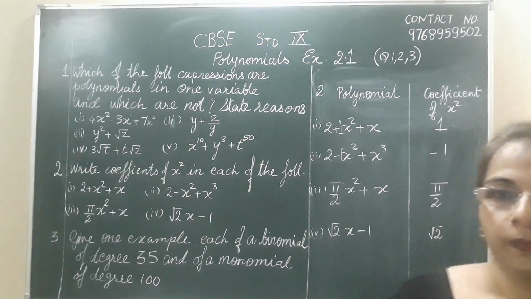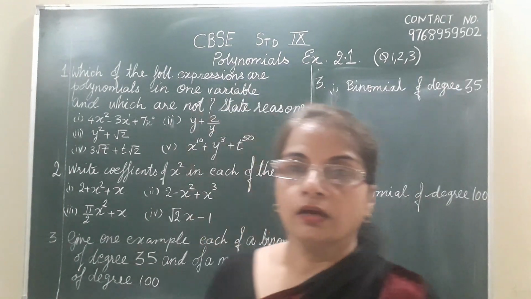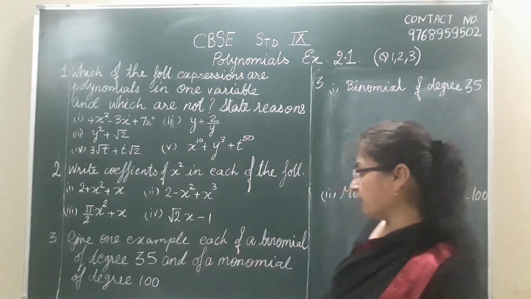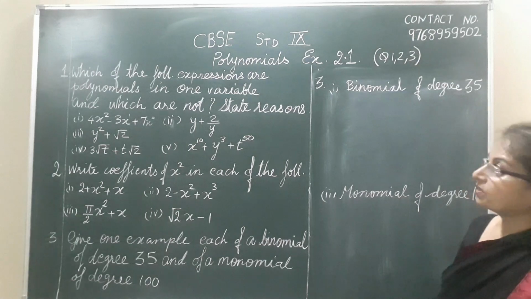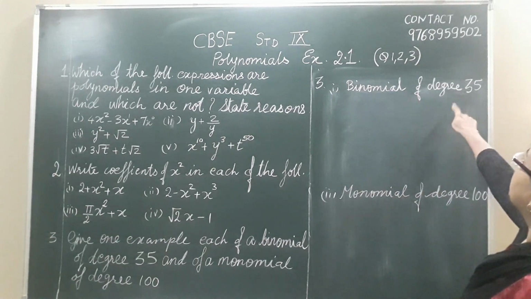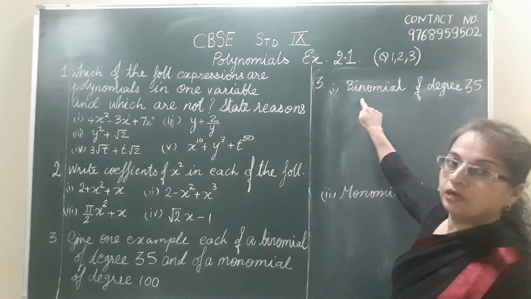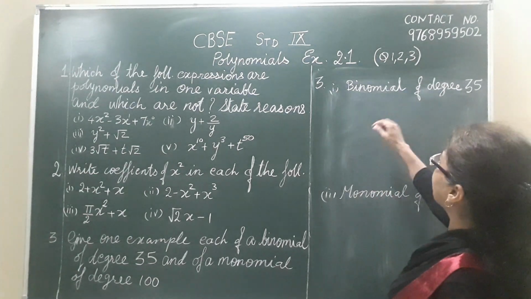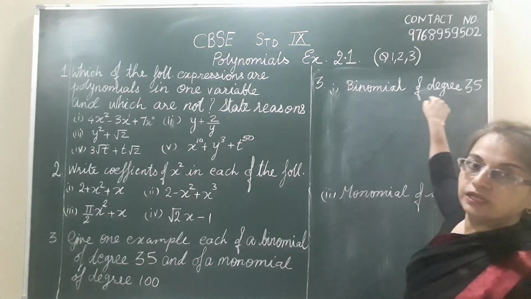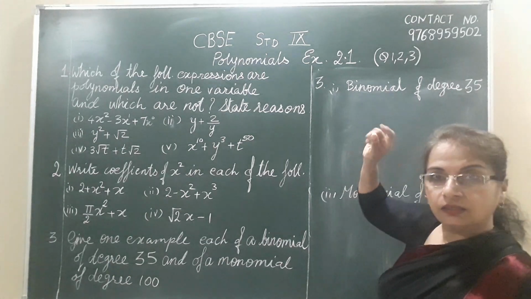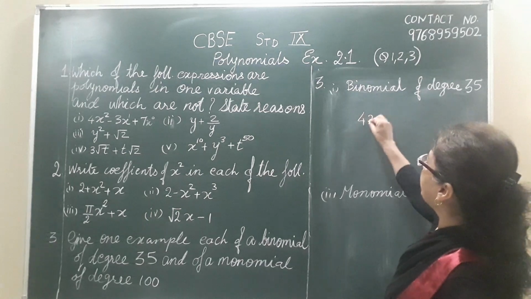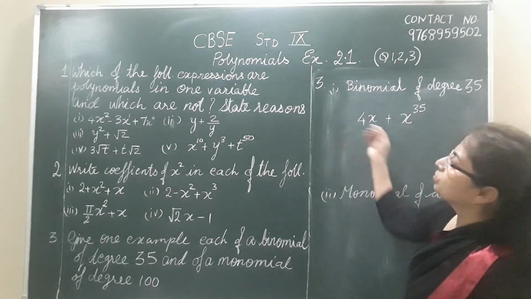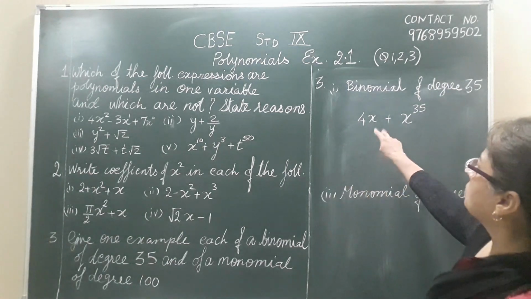Come to the third question. Give one example each of a binomial with degree 35 and a monomial with degree 100. Now, a binomial with degree 35. First of all, binomial means an expression or a polynomial having two terms. So you may take any two terms, but see that one of the variables has the degree 35. Suppose I say 4x plus x raised to 35. Finish. You can write your own expression also.